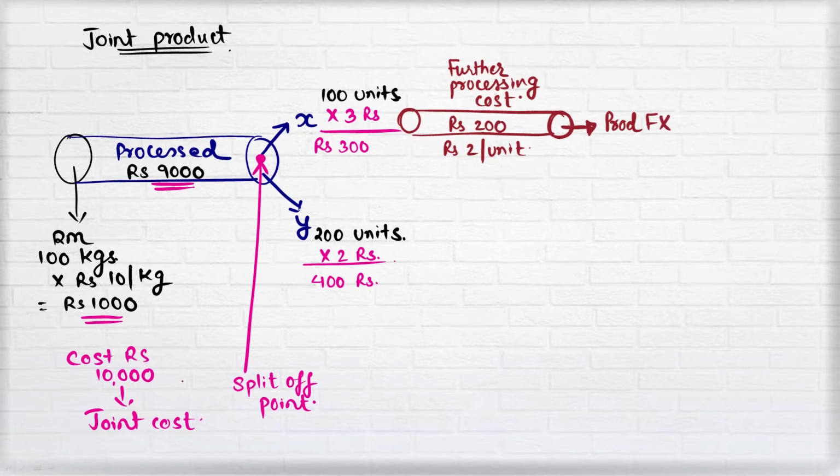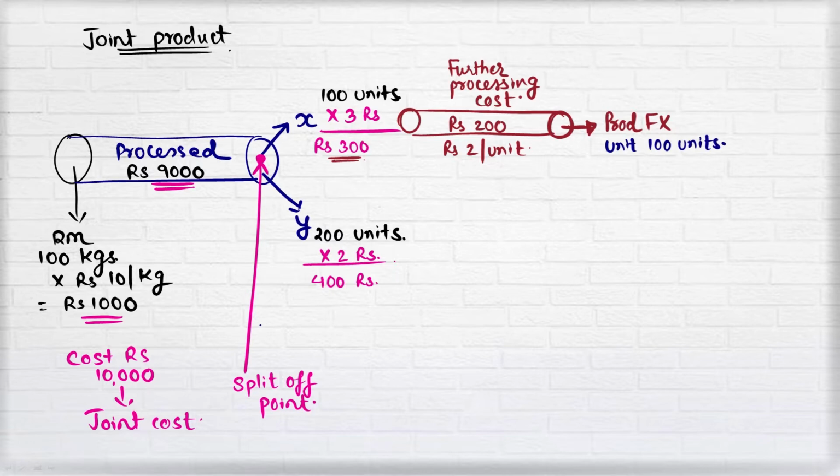Alright, that is which type of product? Final X. This can be done only if product is not sold at this stage. If the product is sold at split off point, then you cannot further process it. But if you further process it, you can sell product FX. At what rate? And how many units will be there? Units will be 100 units.